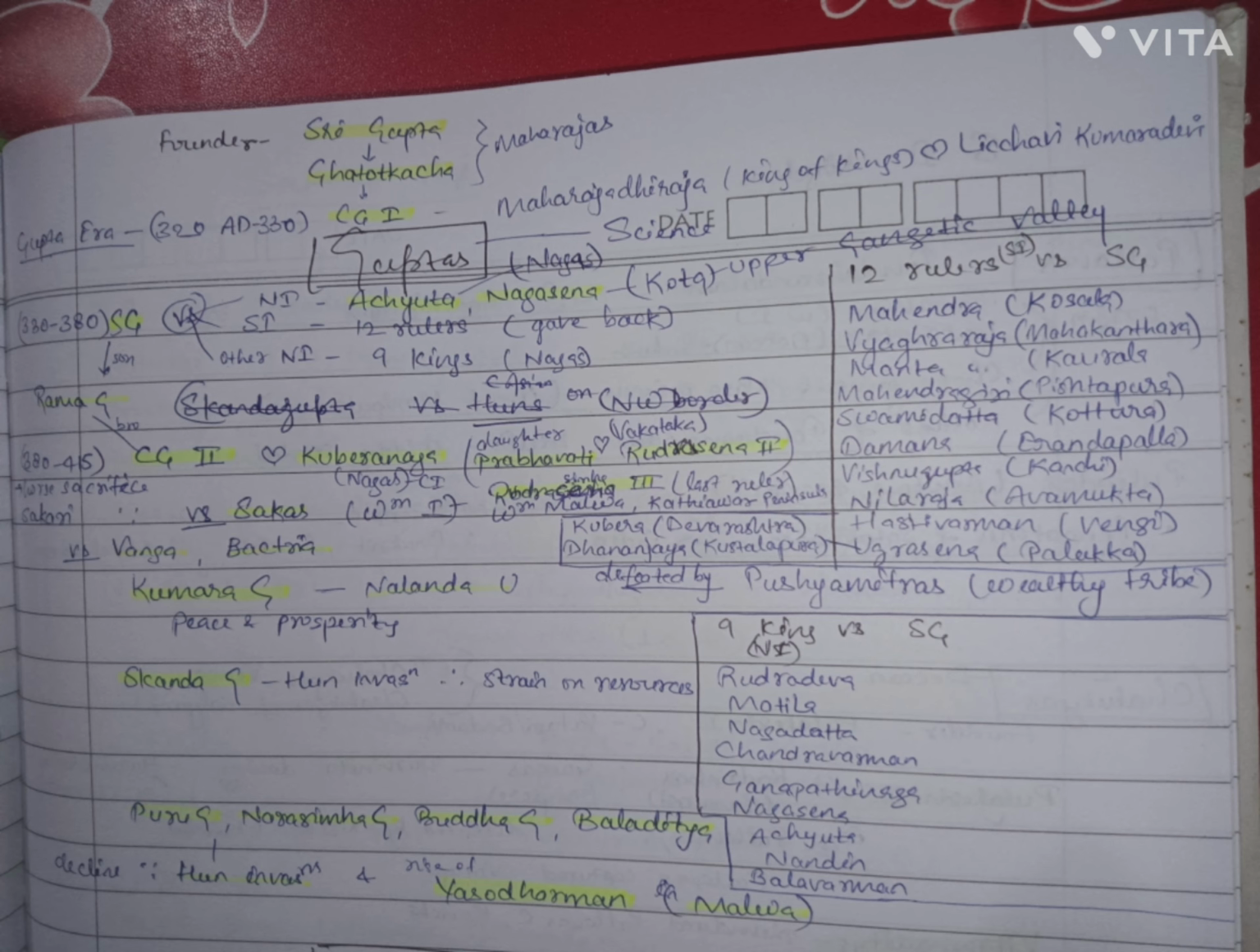After Skandagupta's death, many of his successors like Purugupta, Narasimhagupta, Buddhagupta, and Baladitya could not save the Gupta Empire from the Huns. Ultimately, the Gupta power totally disappeared due to Hun invasions and later by the rise of Yashodharman in Malwa.